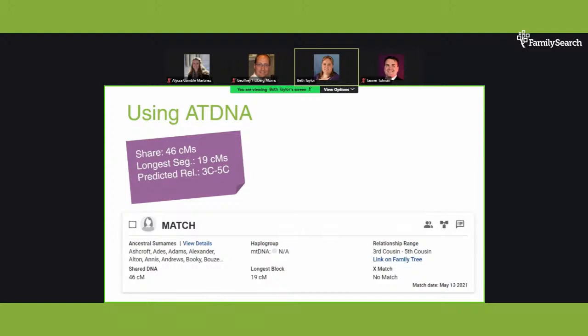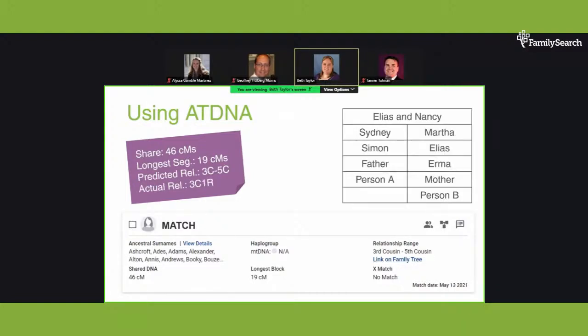Now, at this point, this is what the DNA testing company tells me, but I need to go out and look at my tree, or my father's tree, and look at the tree of my coworker's mother and find the common ancestor.